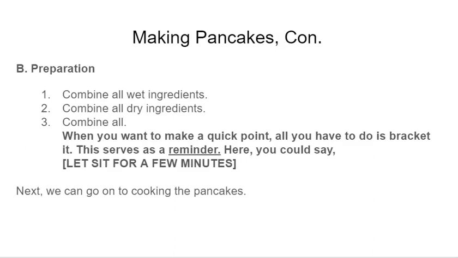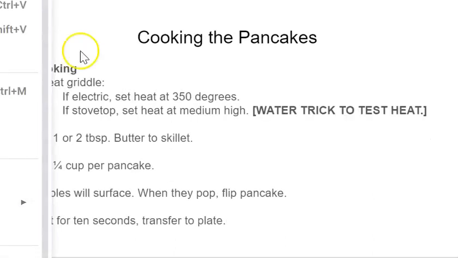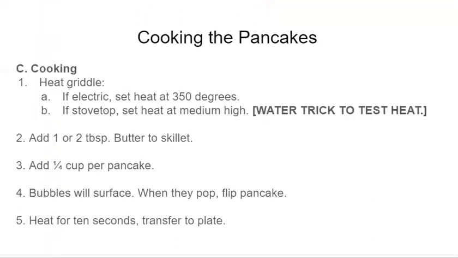Instead of writing all that out or adding another point, I simply put things in a bracket and I go, let it sit for a few minutes. And what that means is I'm going to remind the audience why you let it sit for a few minutes. So you can do this instead of writing something out, as long as you, like I said, put it in brackets, bold it, put it in capital letters, and that way you won't forget it. So this is a very quick outline on the preparation, and that will bring us to cooking the pancakes.